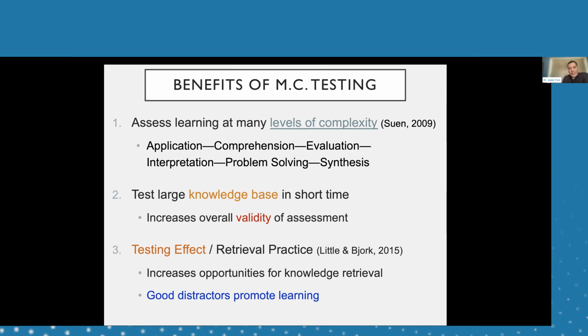And then another major benefit, and this has really been an area of research that has exploded over the past couple of decades, is the testing effect or retrieval practice. The more students are assessed, and the more they're assessed with multiple choice tests that are well written and have good distractors, it forces students to retrieve knowledge from their knowledge base, their schemas, during these testing sessions, and it has led to long-term improvements in retrieval. Okay, so it increases opportunities the more students take tests, and having good distractors and quality questions are an important component of this.